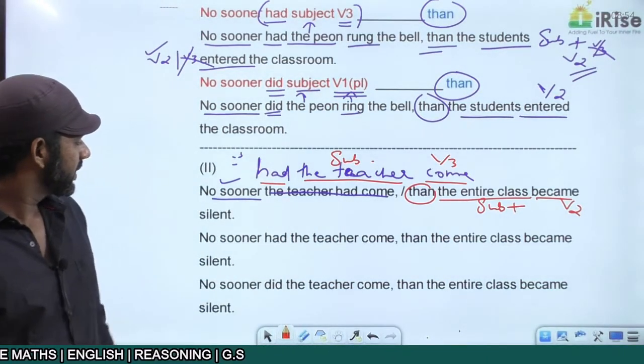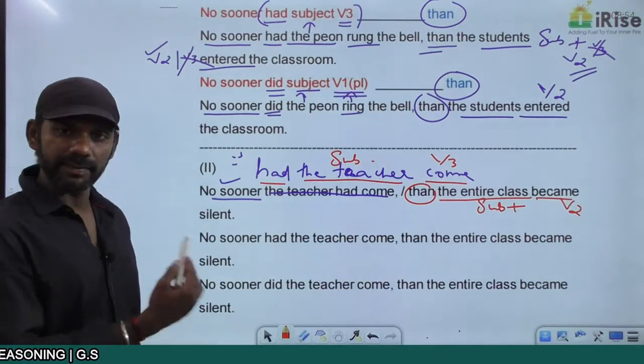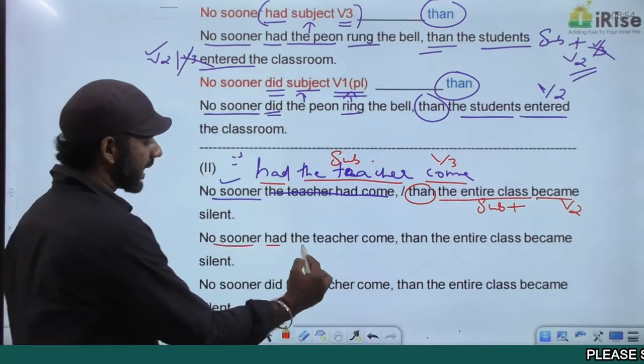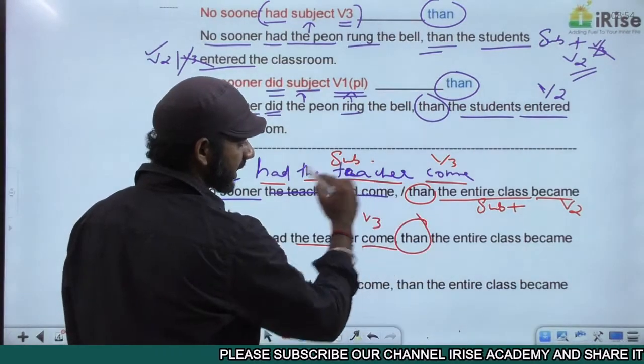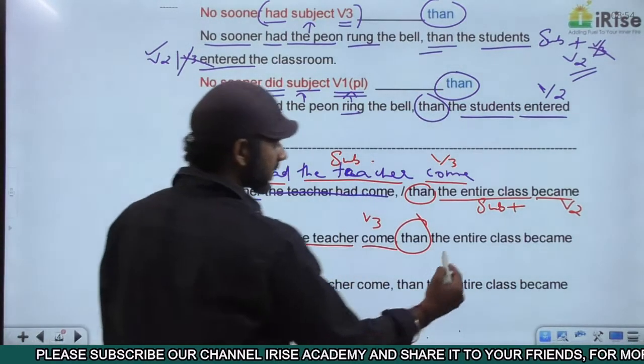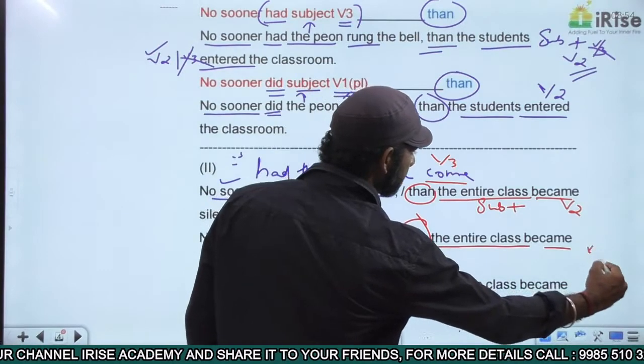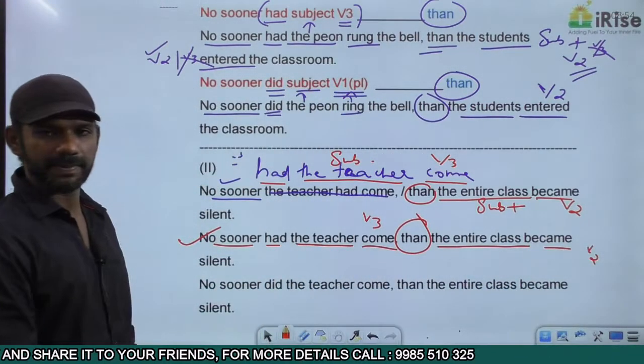Come next one. No sooner had the teacher come. The correct statement mentioned here. No sooner had, subject is a teacher, come is V3, no sooner followed by than, the entire class became silent, the entire class is subject here, became is V2, grammatically correct.